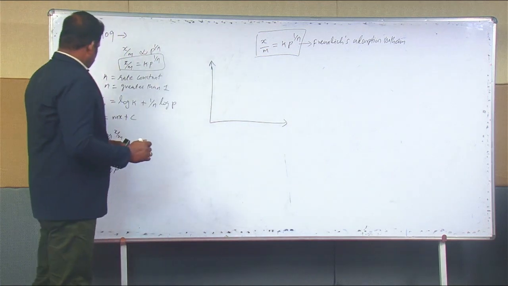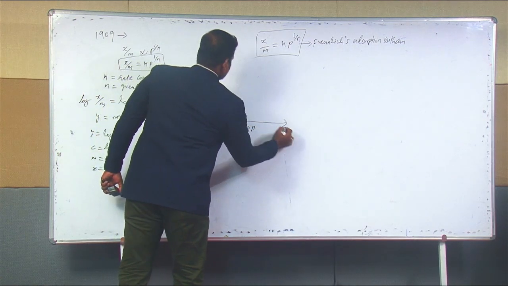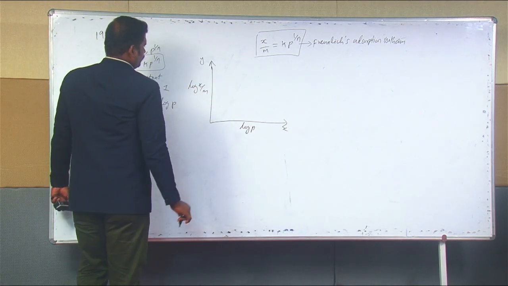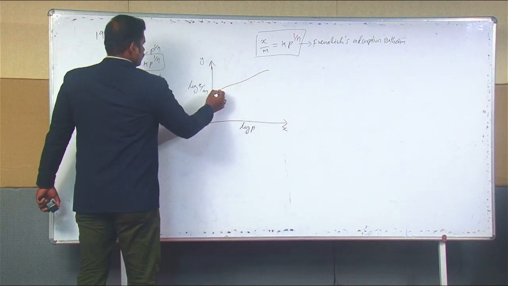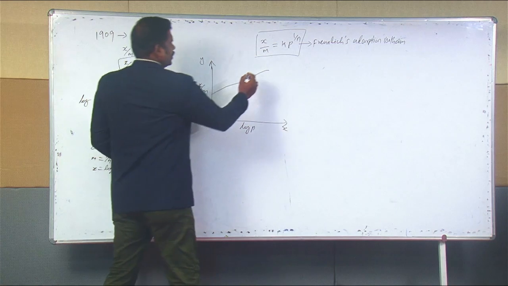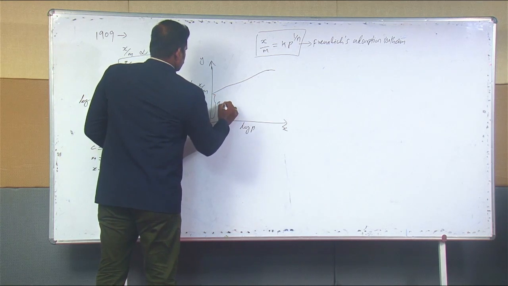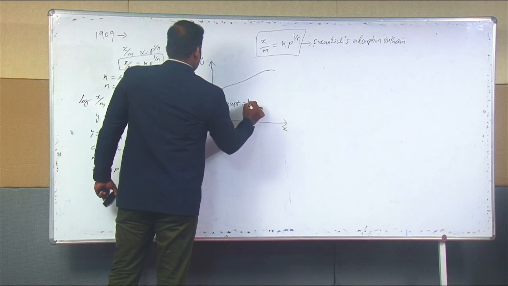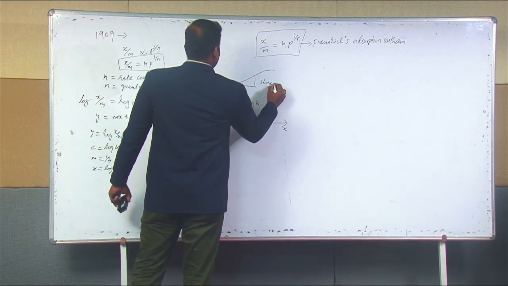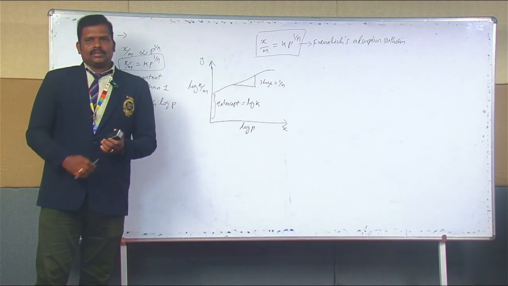So here the pressure, that means log p, is marked along the x-axis, and the extent of adsorption, that is log x by m, is marked along the y-axis. So we can get a straight line. That straight line joins the y-axis, and this gap is called the intercept. Its value is log k, and then we can get a slope for this line. That slope value is 1 by n. So this is called the adsorption isotherm, Freundlich's adsorption isotherm.